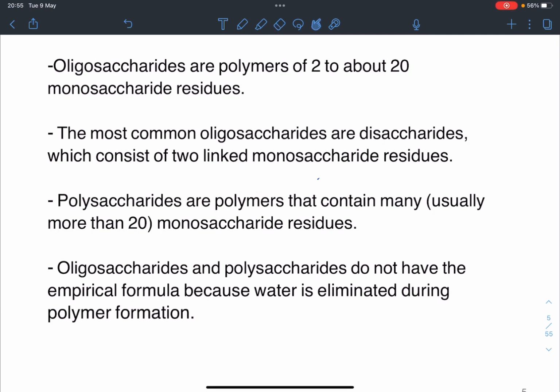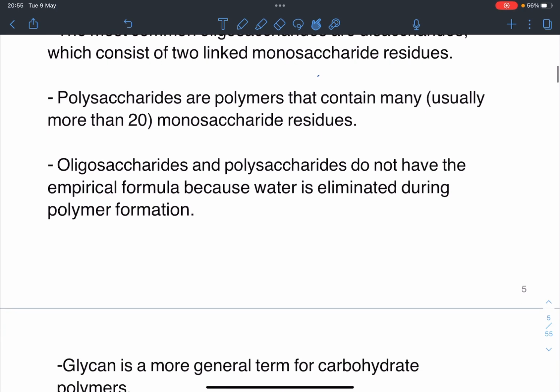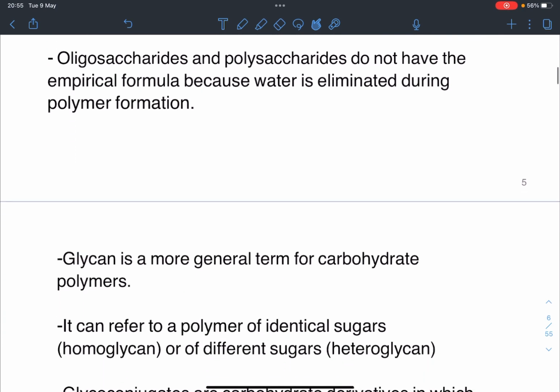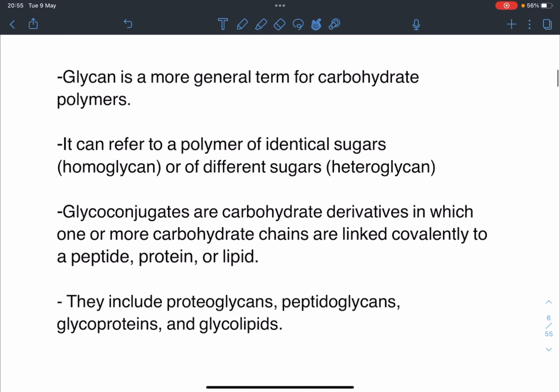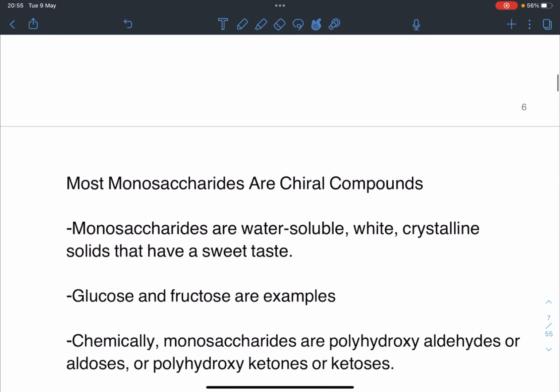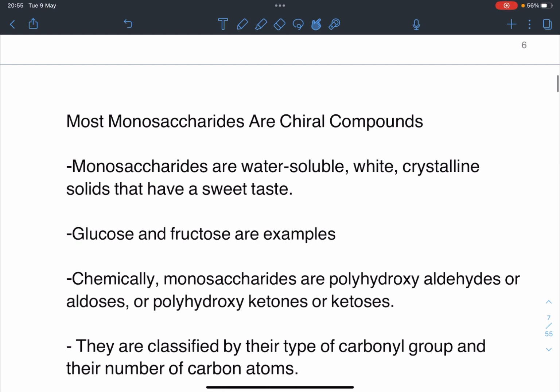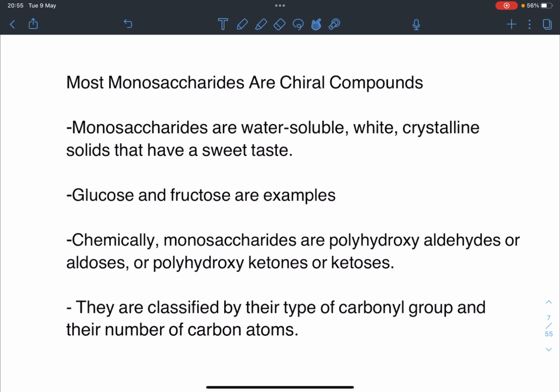Okay, so let's keep going. Polysaccharides are polymers that contain many, usually more than 20, monosaccharide residues. Glycan is a more generic term for carbohydrate polymers, so say glycans, MCQ-style stuff. I'm just going to jump through all this because you can study this on your own. Monosaccharides are water-soluble, white crystalline solids that have a sweet taste. Glucose and fructose are examples; they have a good, sweet taste.